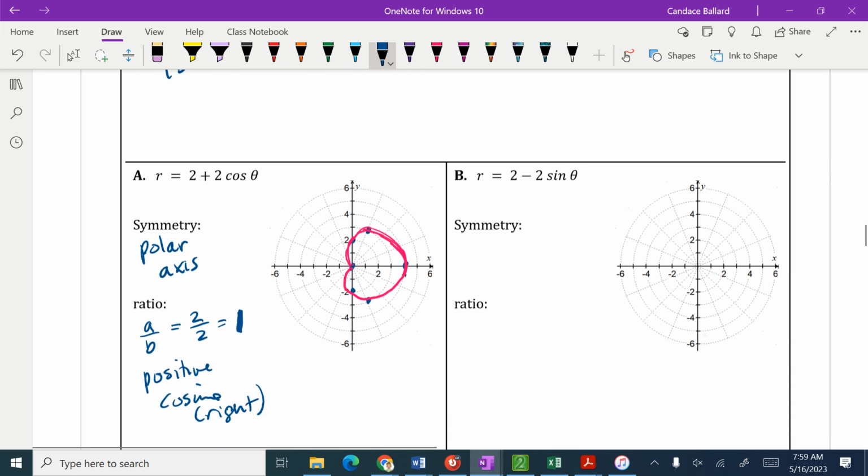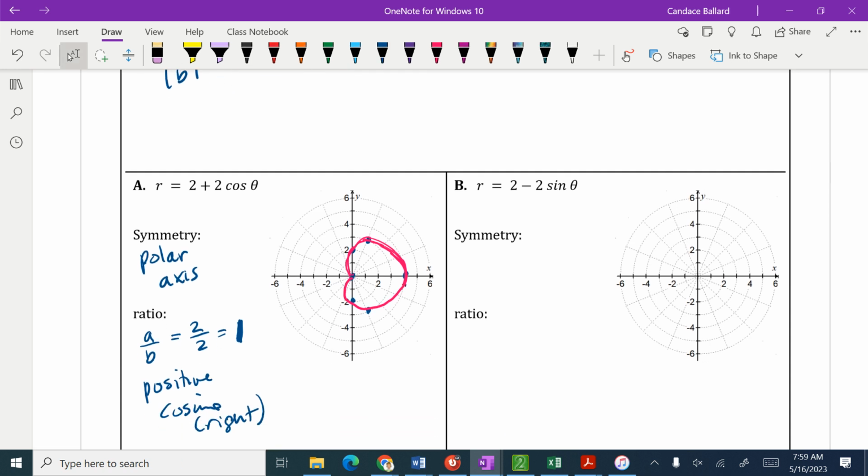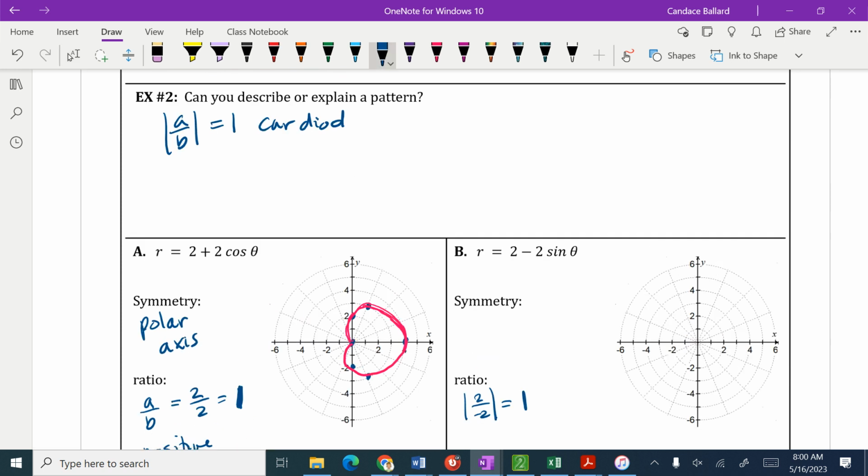Okay. So knowing what we know about that, and knowing what we've learned a little bit about sine and cosine, I basically have the same thing, but I put a negative in front of it, and then I swapped out the cosine for sine. So does it have the same ratio? The ratio is 2 over negative 2. Do we end up with the same ratio? Yeah, it's still 1. So that is our determining factor that should be a cardioid shape again.